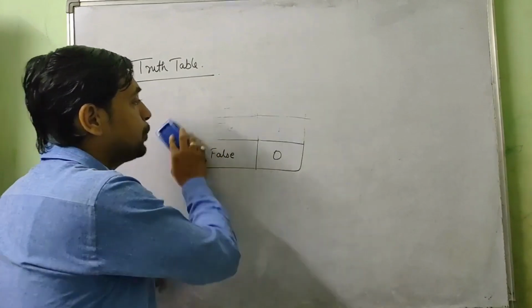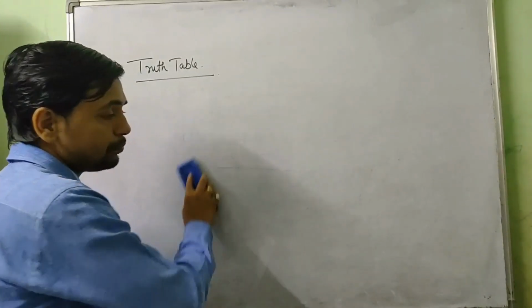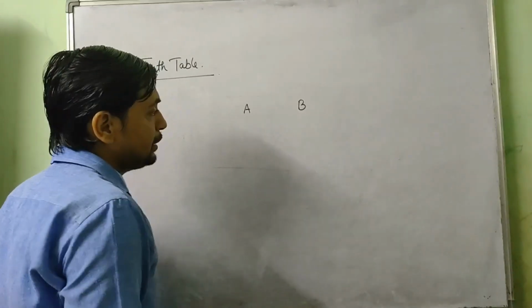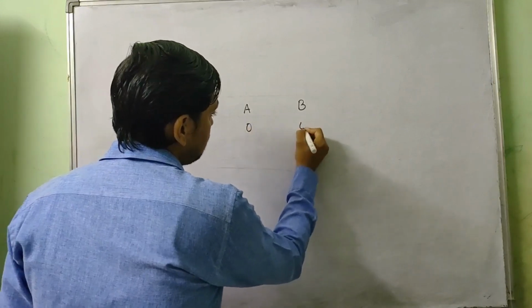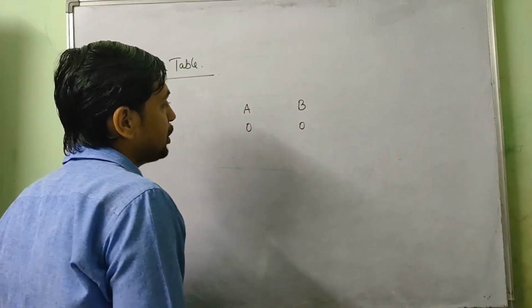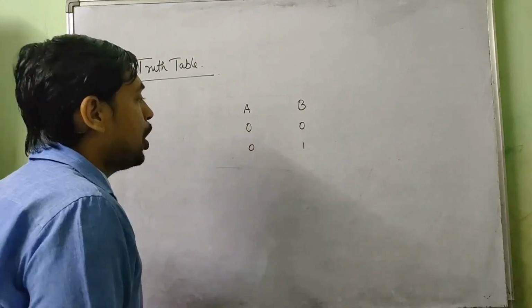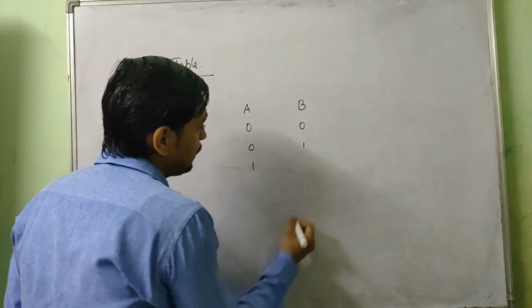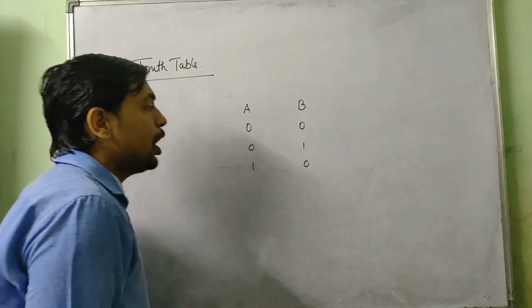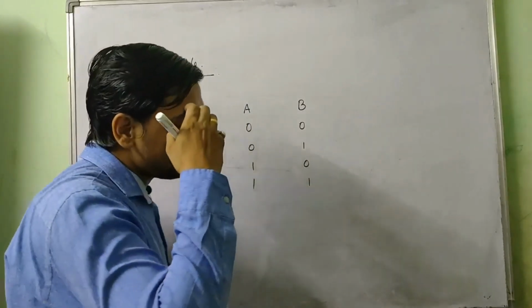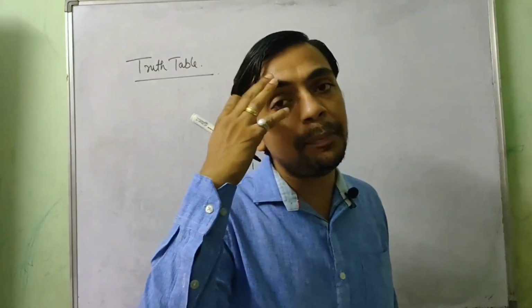But if there are two propositions, let's say A and B, there can be a chance when both propositions are false. There can be a situation when the second proposition is true and the first proposition is false, or the first proposition is true and the second proposition is false, or the last combination is when both propositions are true.